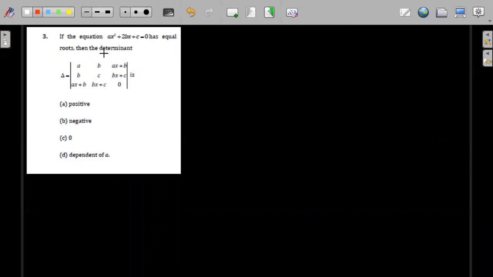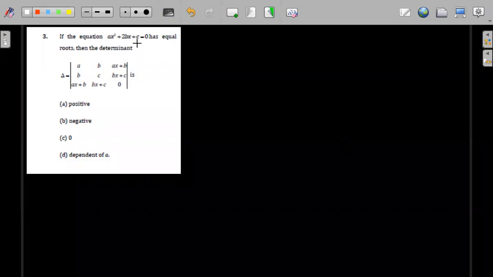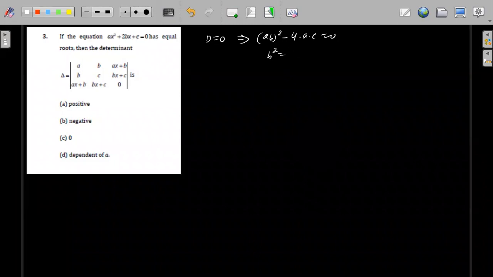So they've given this equation: ax square plus 2bx plus c. So the first thing is, if the equation has equal roots, that means the D value should be equal to 0. If D is equal to 0, we'll have (2b) whole square minus 4 into a into c equal to 0. So that means we will have b square is equal to a into c. B square will be equal to AC, right? First equation we are getting from this.